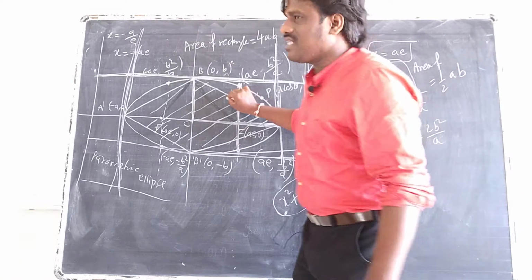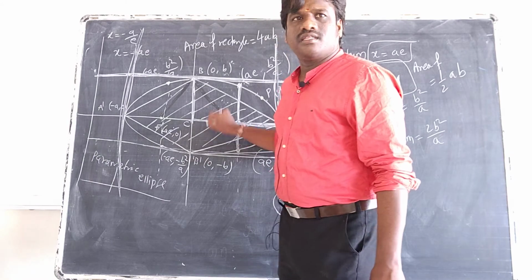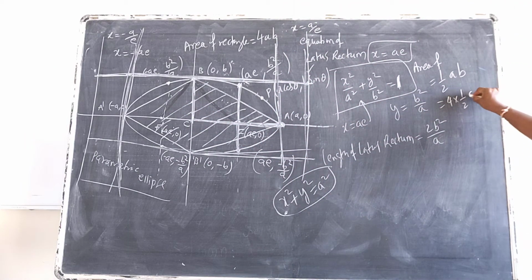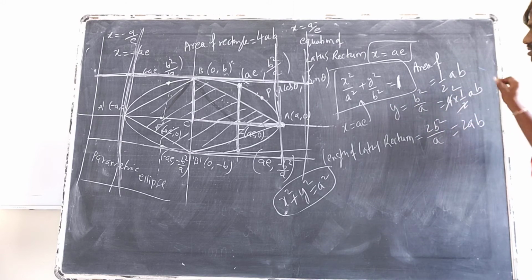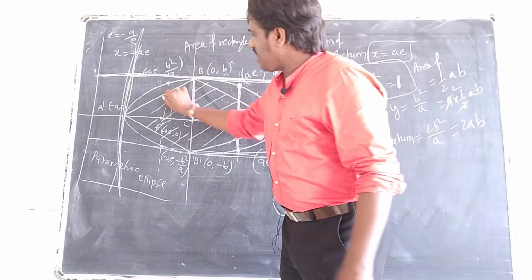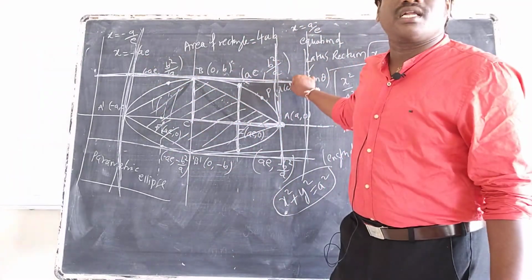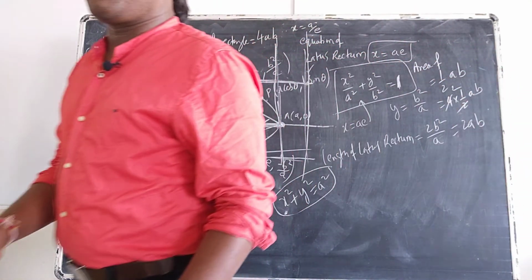Like this, how many triangles are forming? 1, 2, 3, 4. Then the area will be 4 into half into ab. So the 2 cancels, and what do I get here? 2ab square units. The area of this inside figure is 2ab square units. The outside rectangle area is 4ab. Understood? Note this down. We will do problems right now.